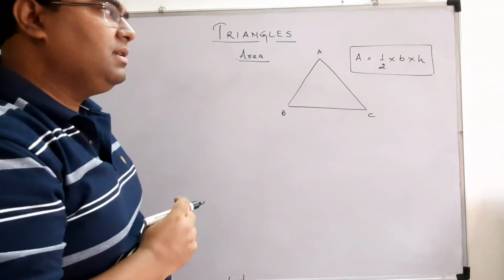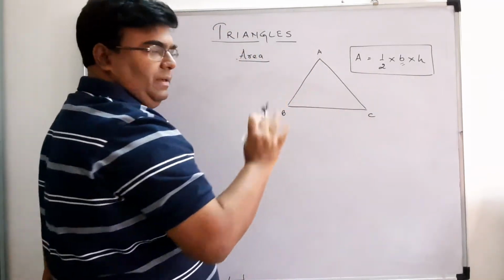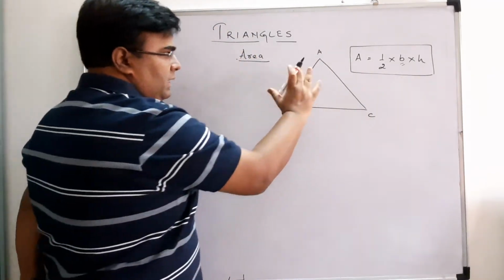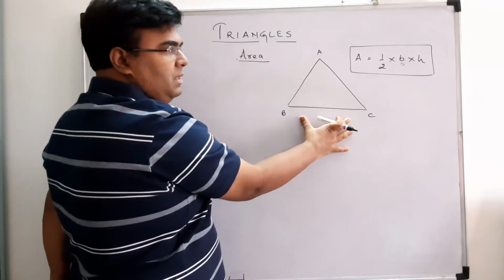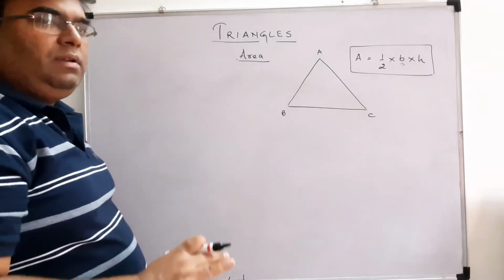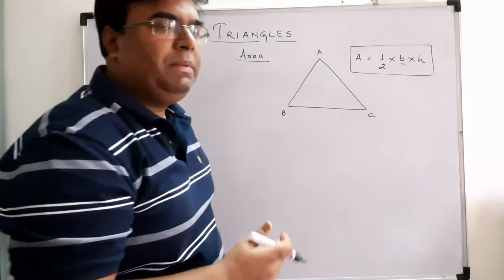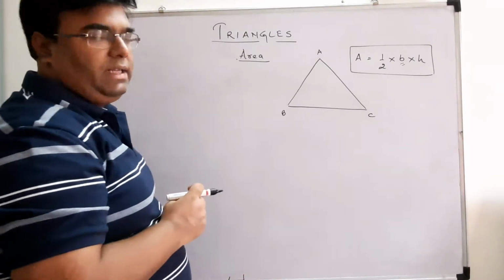Let us understand this. See, base can be any side of the triangle. AB can also be a base, BC can also be a base, and AC can also be a base. Any side can be taken as the base. Okay. Now what is my height?